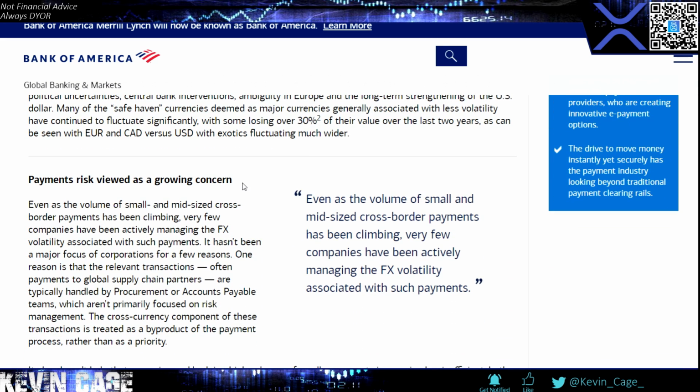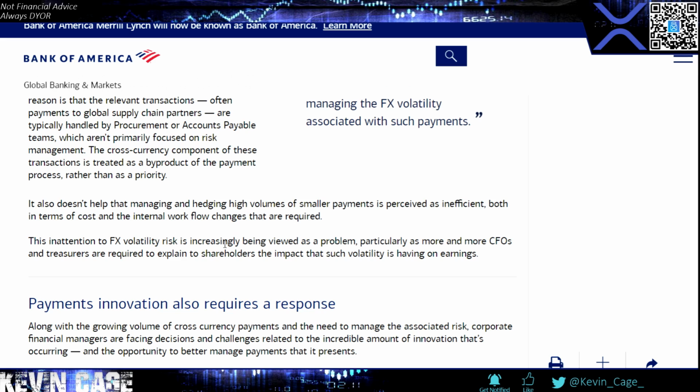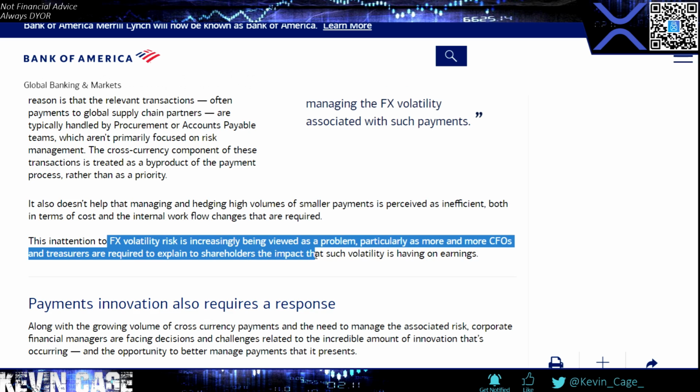As we go down, payments risk viewed as a growing concern. Just talking about FX volatility is a risk. A lot of groups have this issue today. All right. And again, the inattention to FX volatility risk is increasingly being viewed as a problem, particularly as more and more CFOs and treasurers are required to explain to the shareholders the impact that such volatility is having on the earnings. All right, we all know a solution that can help mitigate this.